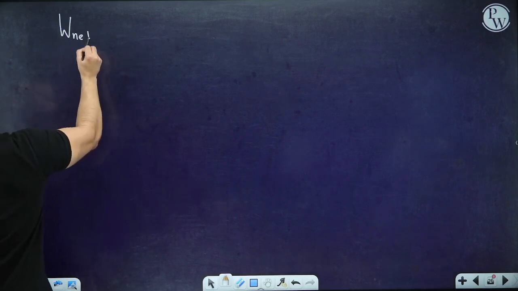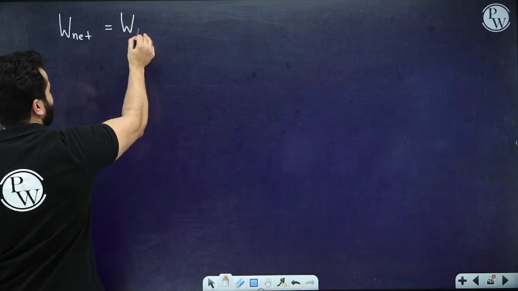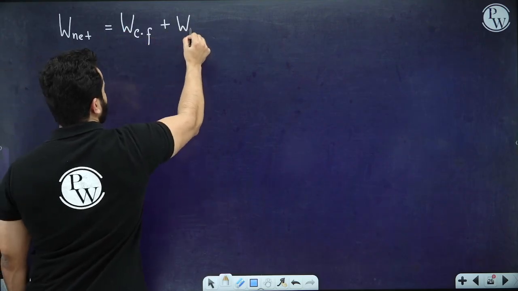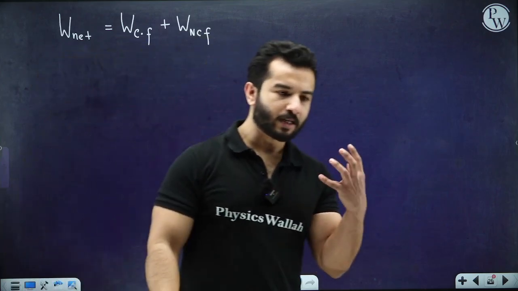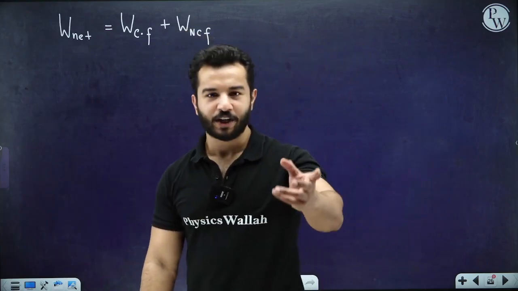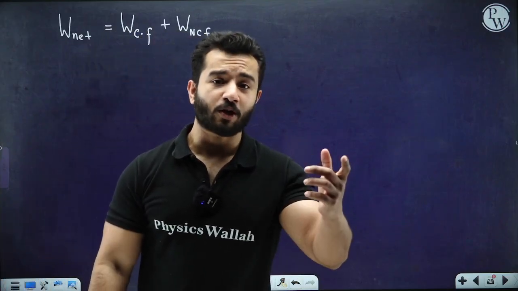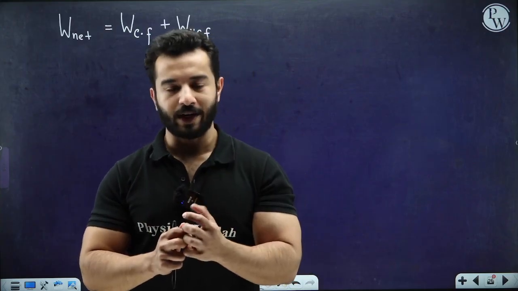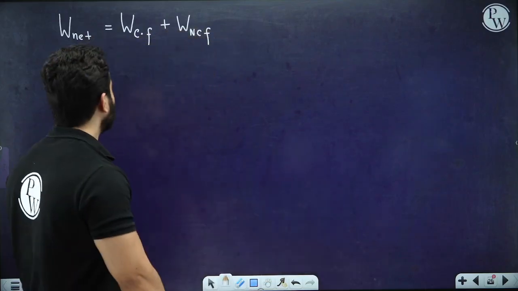The net work done, or work done by all the forces, means work done by conservative force plus work done by non-conservative force. We really didn't focus much on non-conservative forces, which are forces like friction. If you find the work done against friction, we can't recover that work done. We can't talk about potential energy due to friction.